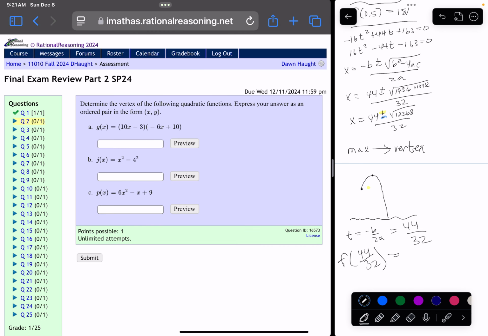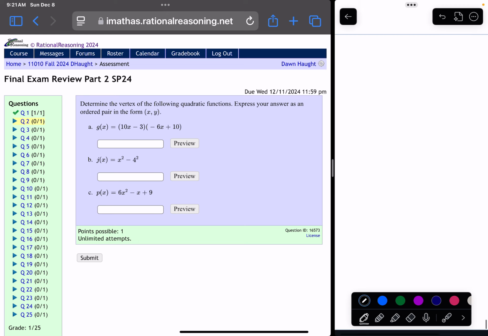Sorry, I didn't hit there. It's number 2. Okay, let's look at number 2. It says determine the vertex of the following quadratics. Express your answer as an ordered pair (x, y). I'm going to do B and C first because I think they will lead us to what we need to do in A.